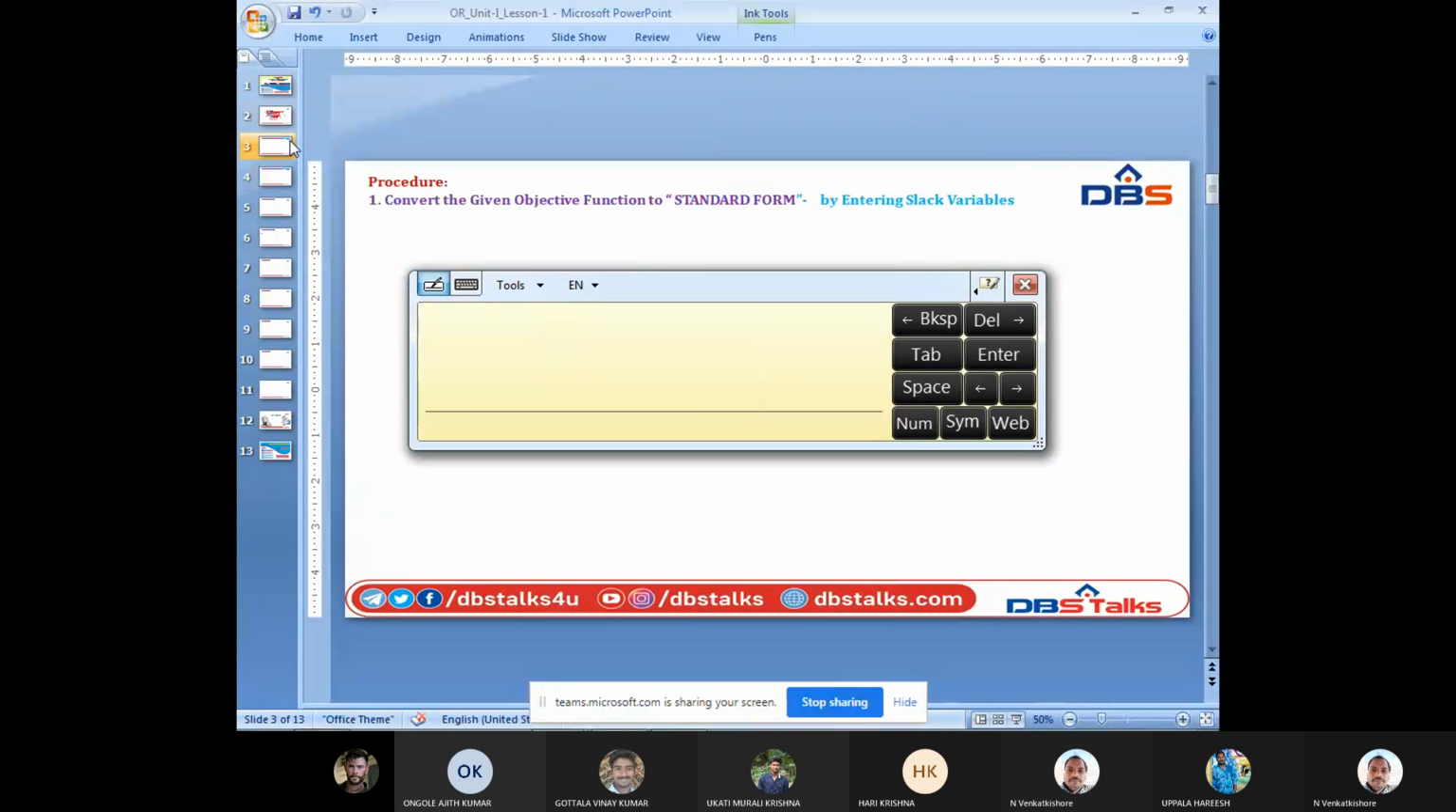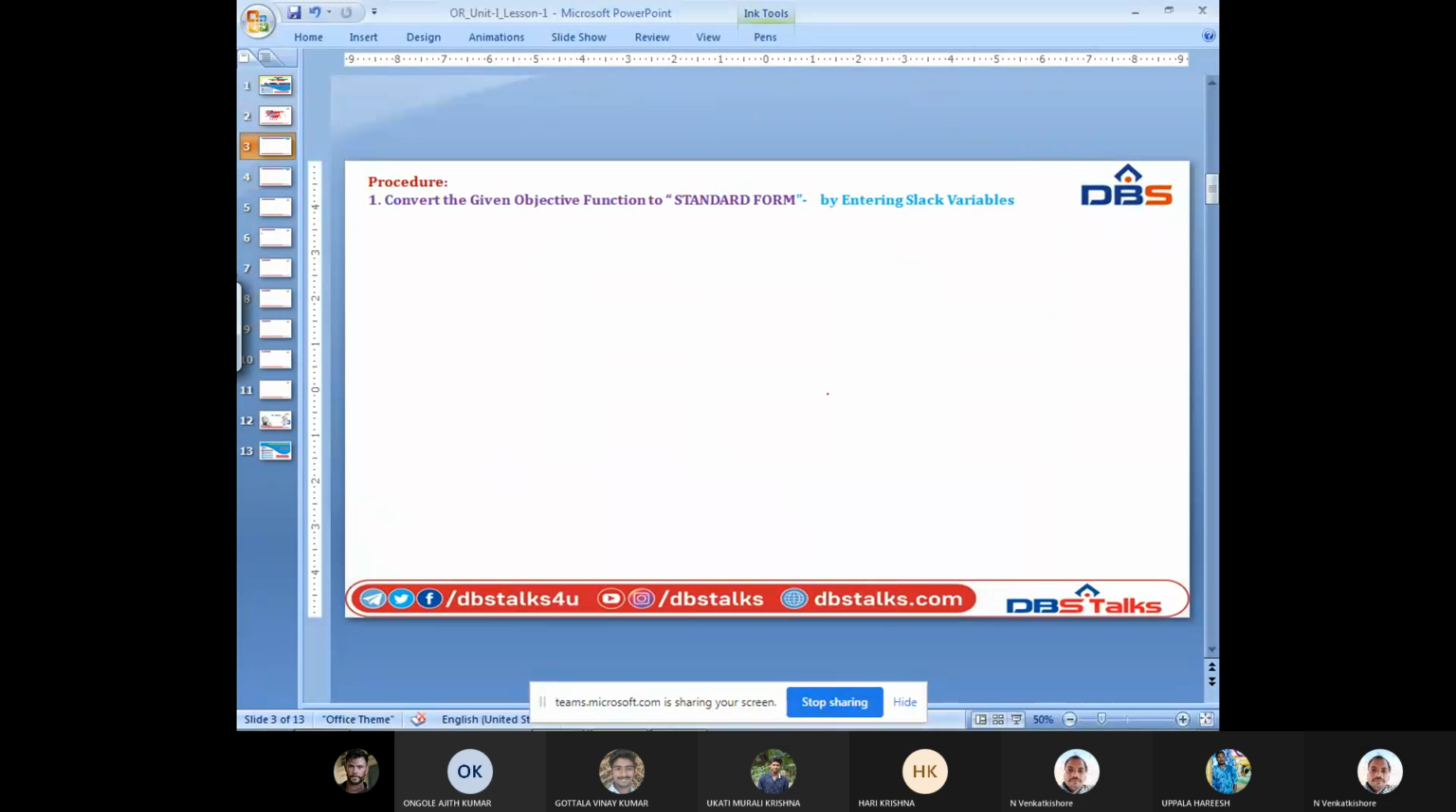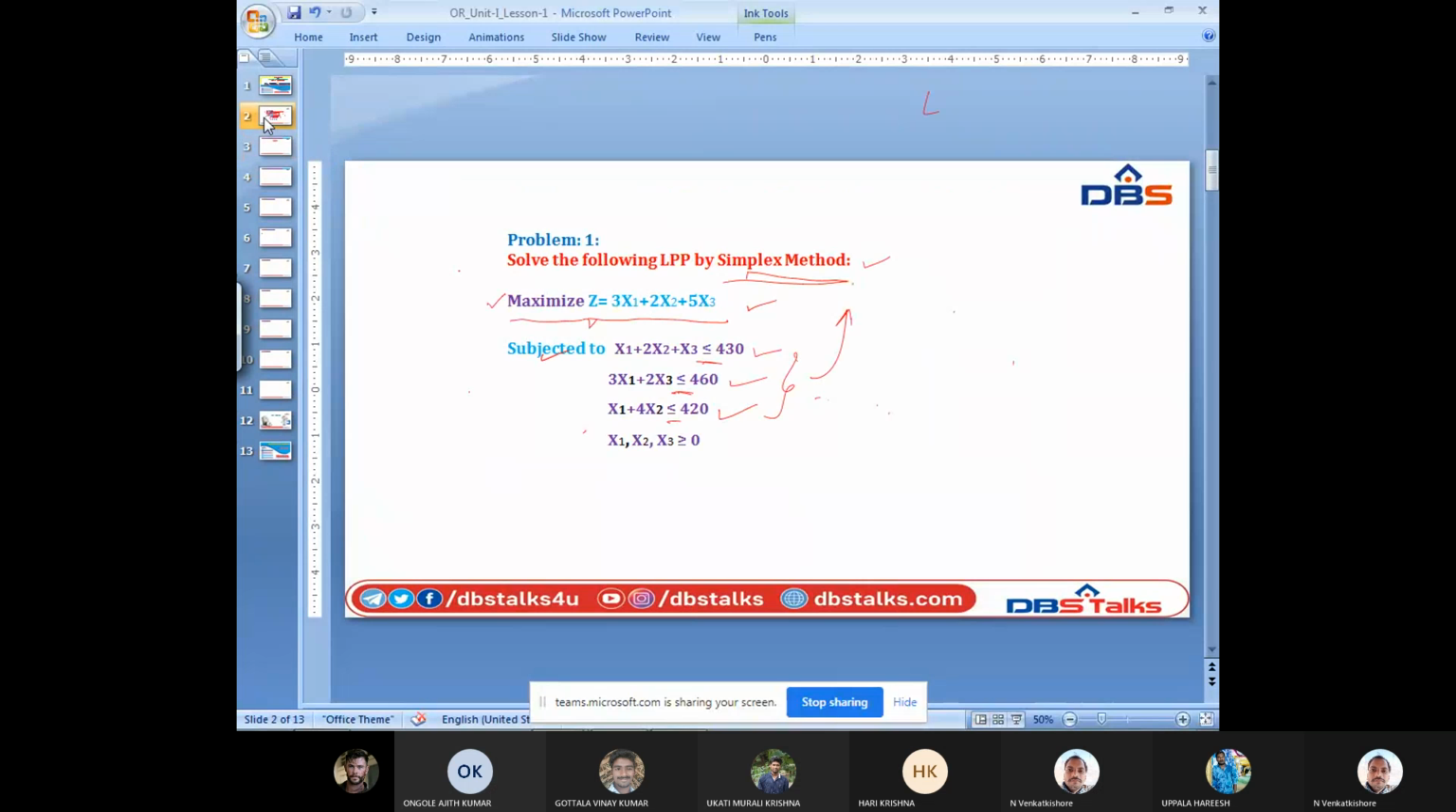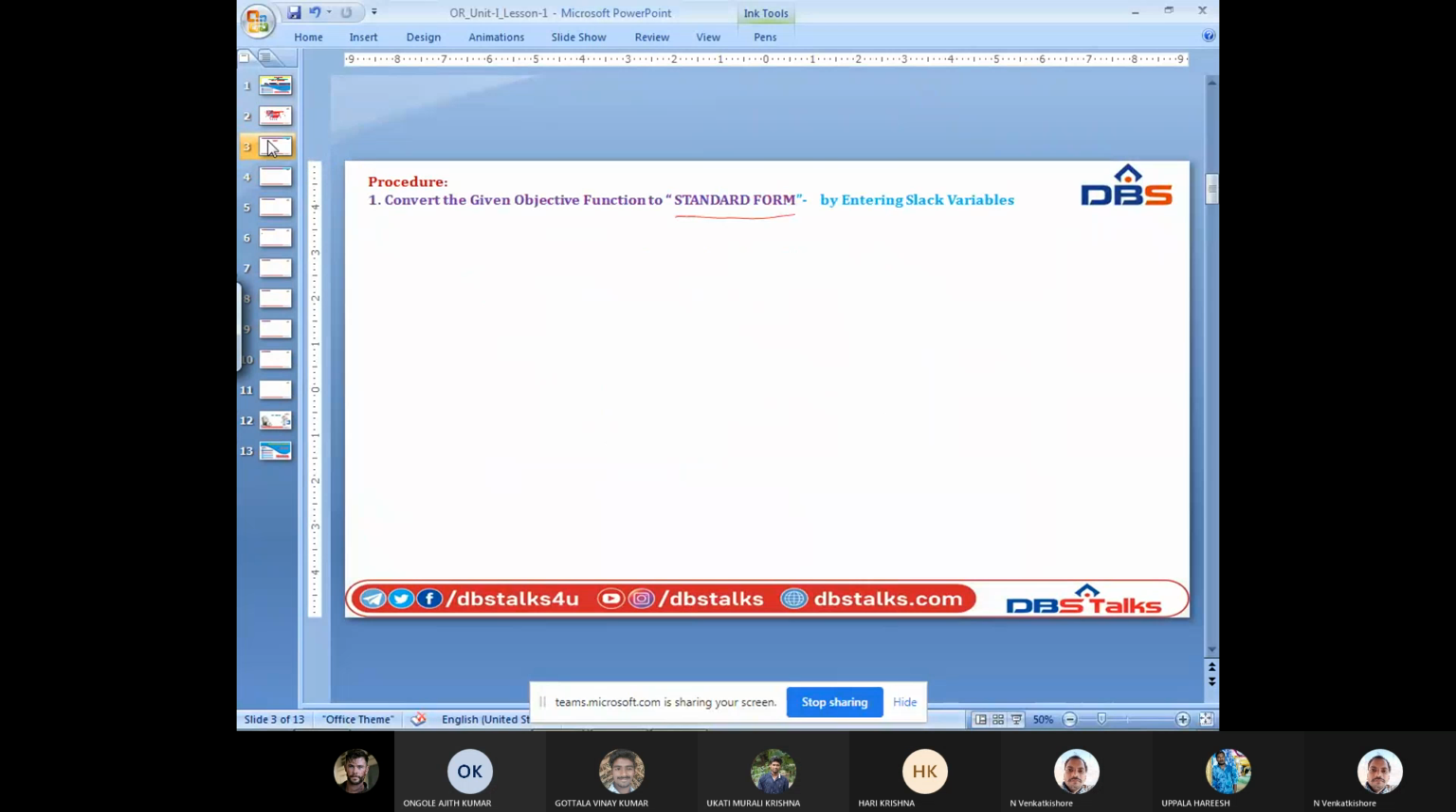So, coming to the solving, how to solve? Firstly, we have to convert the objective function into standardized form. What does standardized form mean? It means we have to equate the equations. We are equating the equations. In the question, what conditions have been given? x1 plus 2x2. So we convert this problem into standardized form.